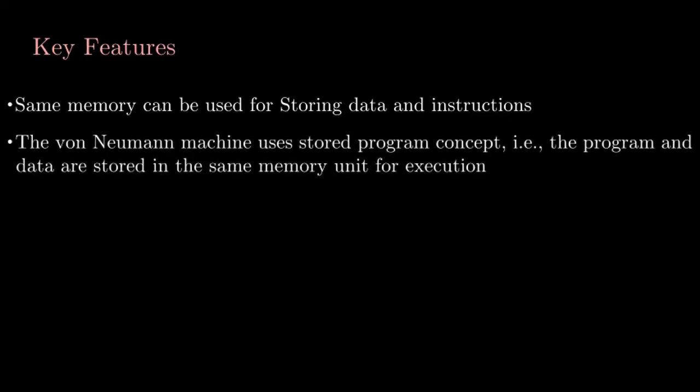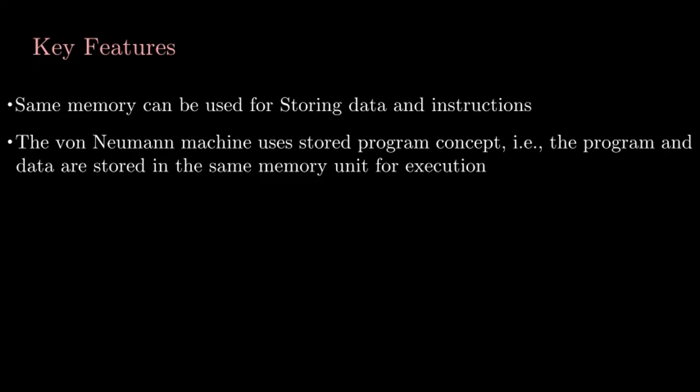In such a case, the data can be treated as data on which processing can be performed, while instructions can be treated as data which can be used for the generation of control signals. The von Neumann machine uses the stored program concept, that is, the program and data are stored in the same memory unit for execution. The computers prior to this idea used to store programs and data on separate memories.